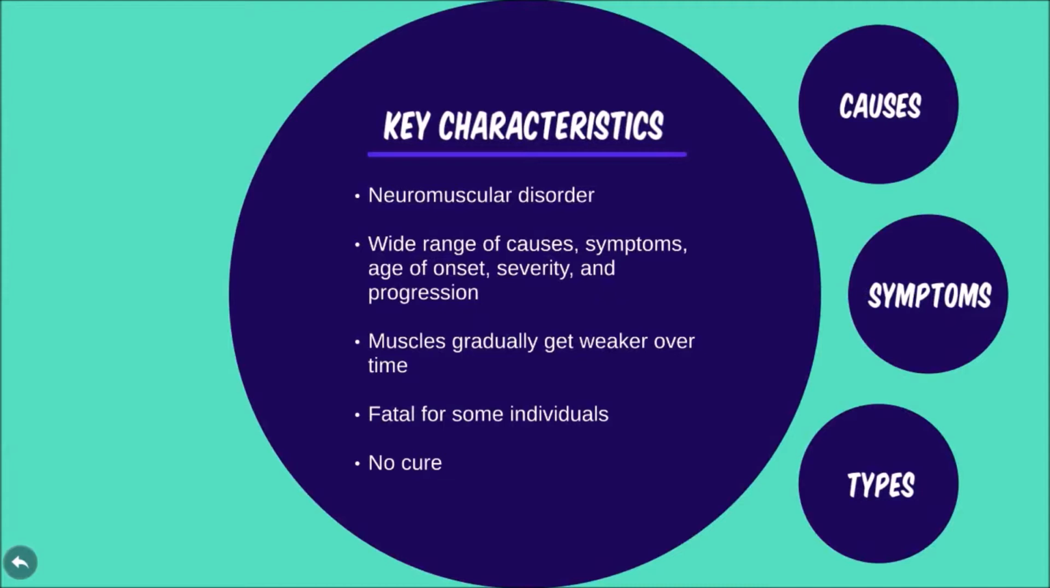Muscular dystrophy is a neuromuscular disorder, and it has a wide range of causes, symptoms, age of onset, severity, and progression. The key factor of muscular dystrophy is that muscles gradually get weaker over time.